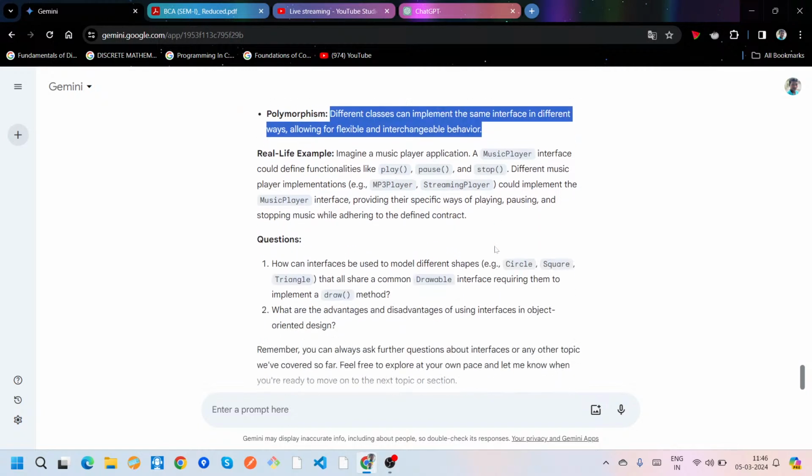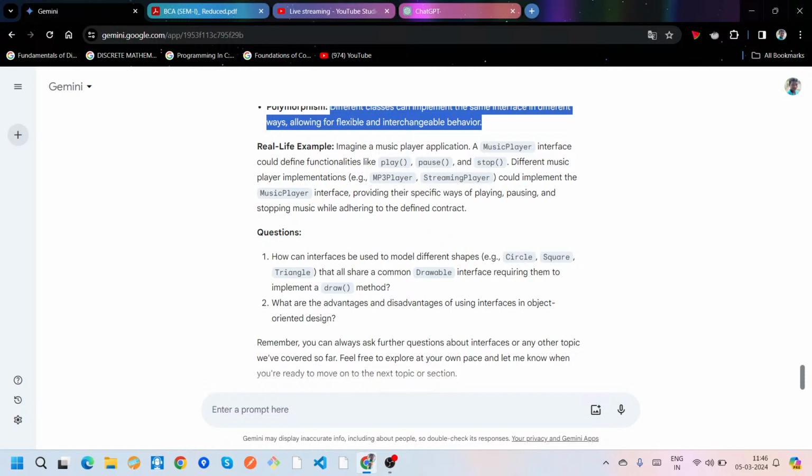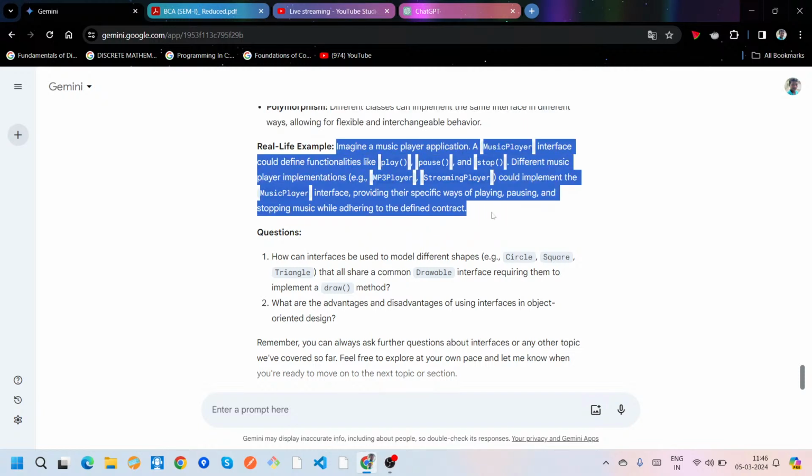Okay, then let's take a real life example on this topic. Imagine a music player application. A music player interface could define functionalities like play, pause, and stop. Different music players like an MP3 player or streaming player could implement the music player interface, providing their specific ways of playing, pausing, and stopping music while adhering to the defined construct.